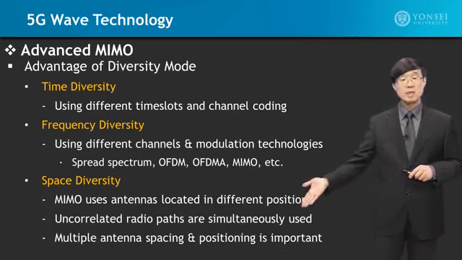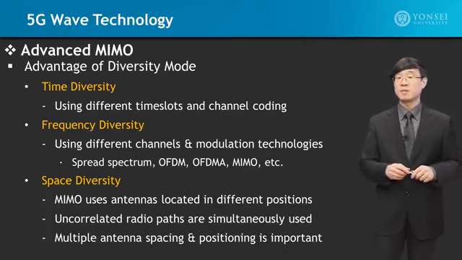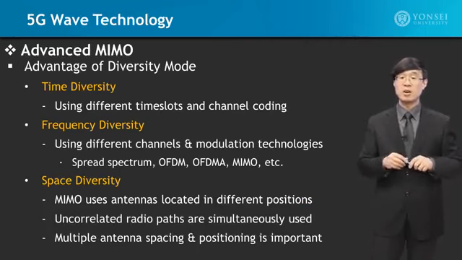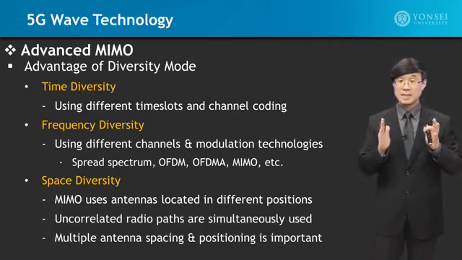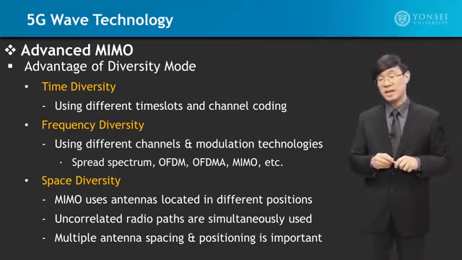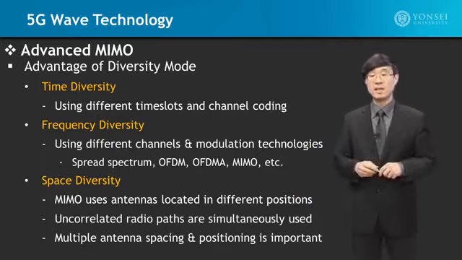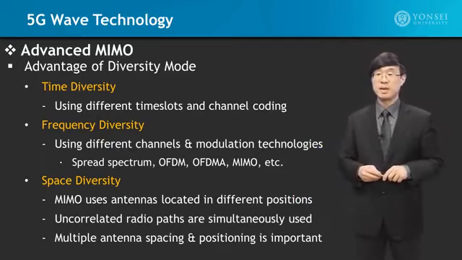Then you need to consider how you're going to use space diversity. What are the antenna positions as well as their distances, and you consider that in your design and use that to your advantage to get full capacity of using the MIMO technology.